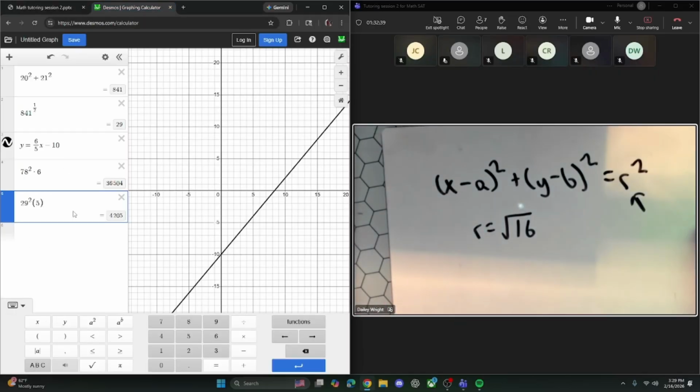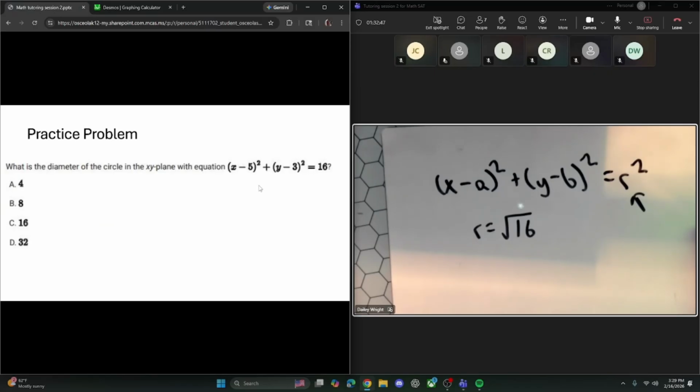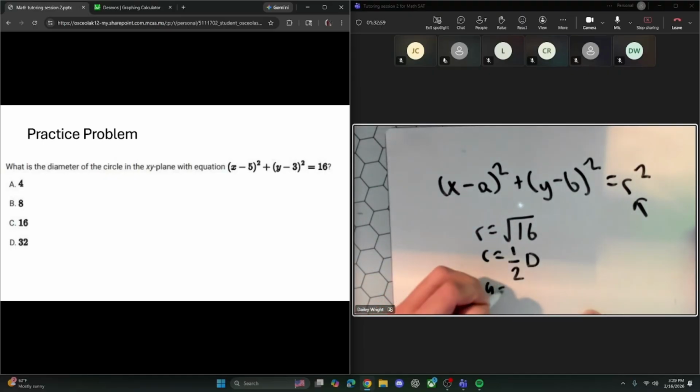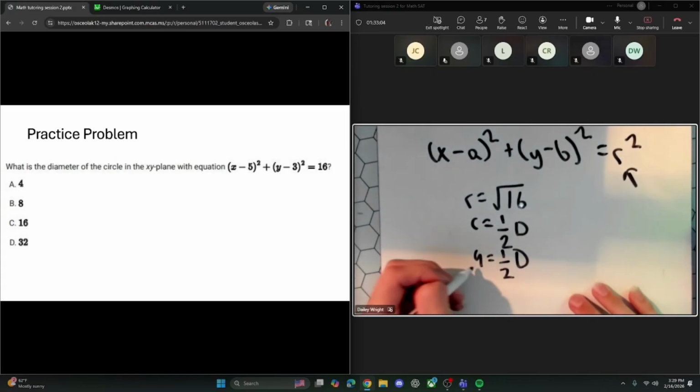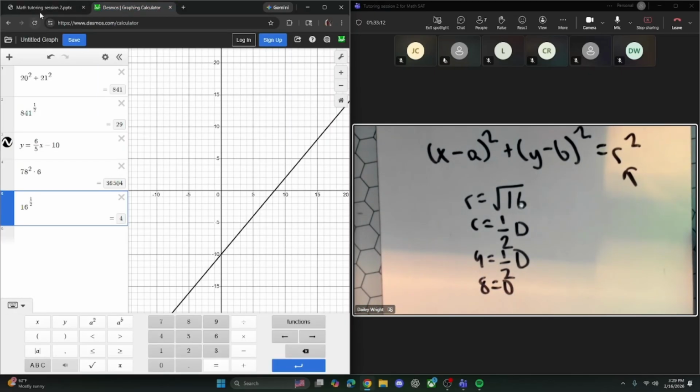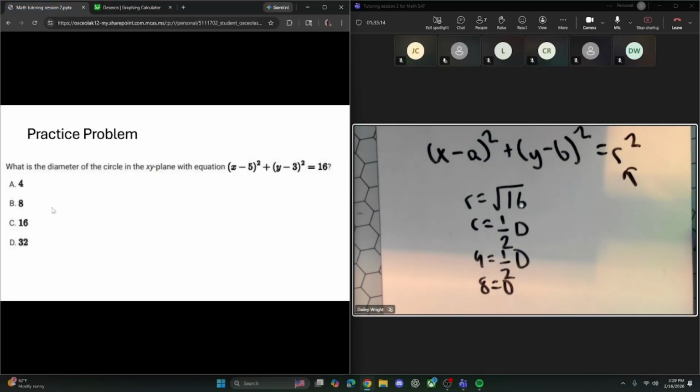So let's go into Desmos and do that. It should be 4. Yep, it's going to be 4. So we know the radius is 4. If the radius is 1/2 the diameter, and we're looking for the diameter, plug in 4. 4 equals 1/2 diameter. Multiply it by 2 and you'll find your diameter. The diameter is equal to 8. So it would be B.